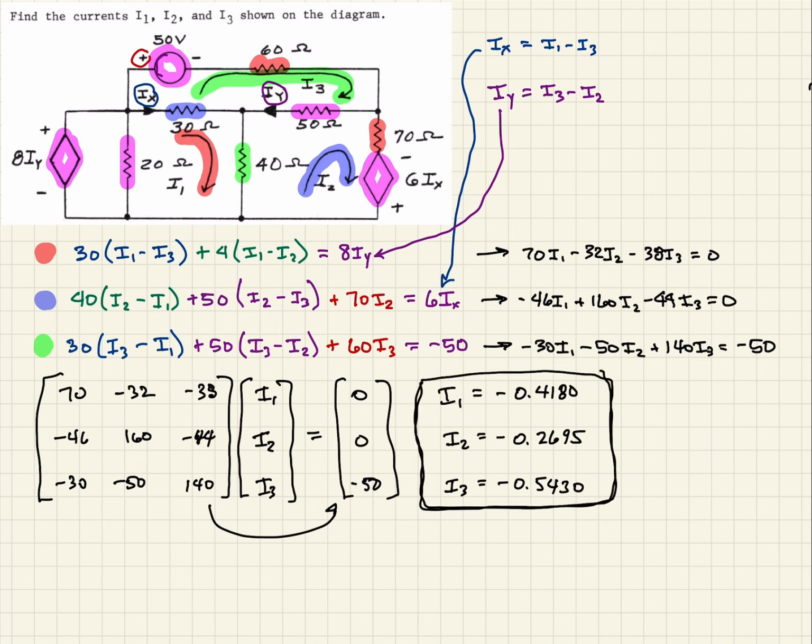And those are their values. You'll notice that they're all negative, which means they're all flowing in the opposite direction of the direction we assumed. So we assumed they were all going clockwise, but the reality is the mesh currents are all going counterclockwise. So just something to note there. But this is the solution.